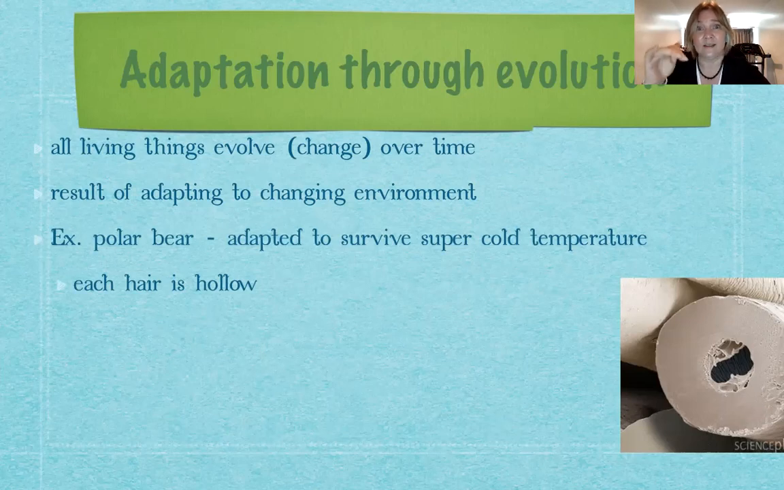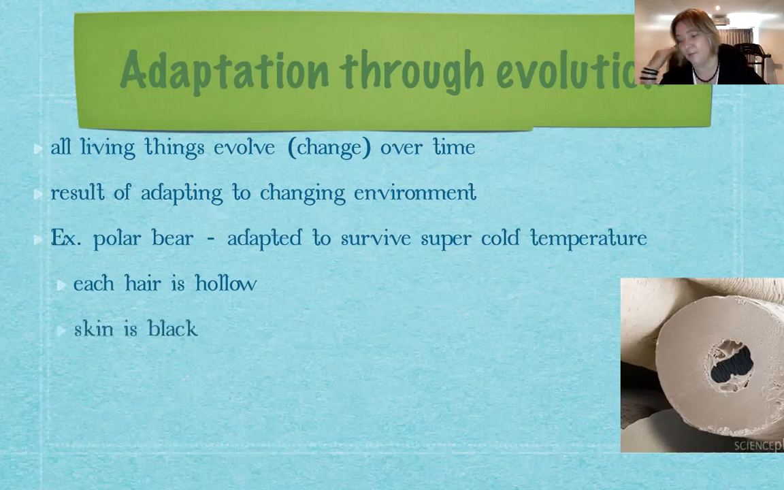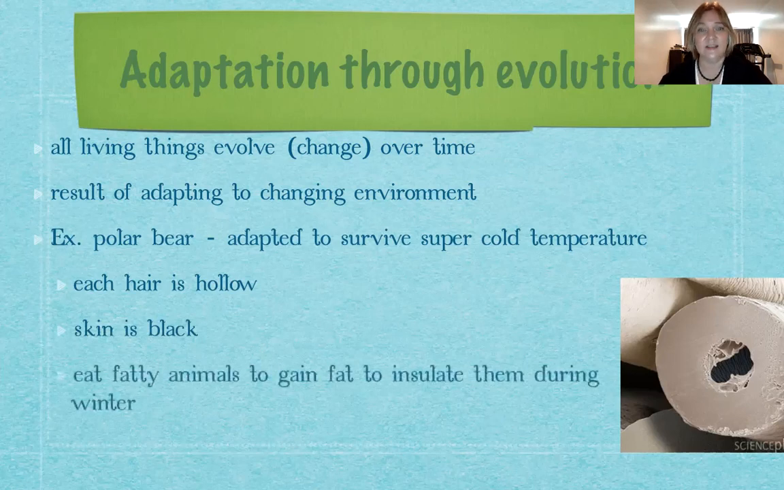Well, what it does is it directs the heat and the light from the sun straight down to the skin, which is black. That's right. If you shave a polar bear, the skin is actually black. And they eat fatty animals to gain weight to insulate them during the winter. So here you can see down to the skin. Also, you might think that a polar bear's hair is white, but it's not. It's actually clear. So those are the characteristics which are required to be classified as a living organism.